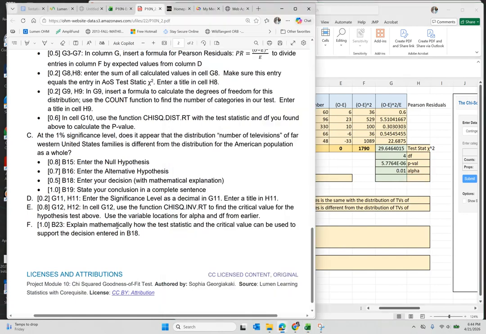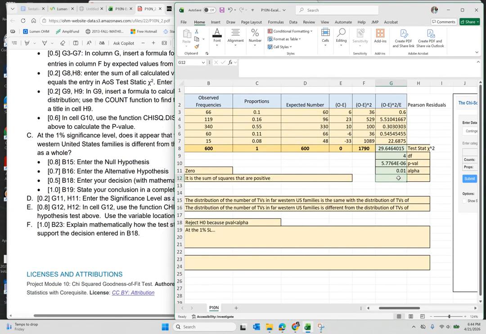And in G12, we want to use the function chi-squared dot inverse dot right tail to find the critical value for the hypothesis test above. Use the variable locations for alpha and degrees of freedom from earlier. So here I want to find the critical value, that's the title. Critical value is the chi-squared score that gives you the 1% significance level borderline, because remember that you are calculating the area on the right side of the curve.